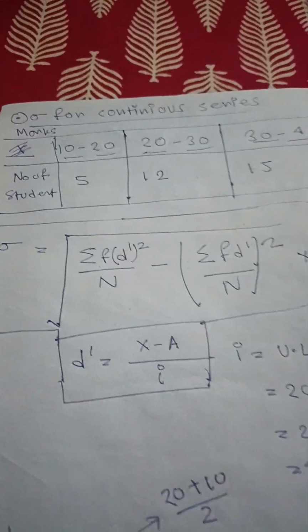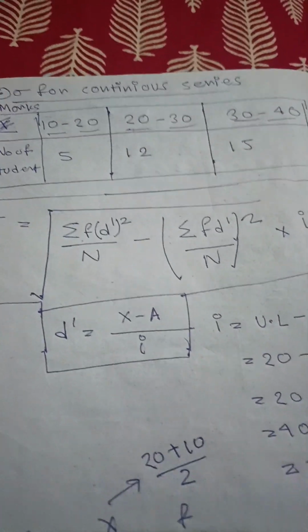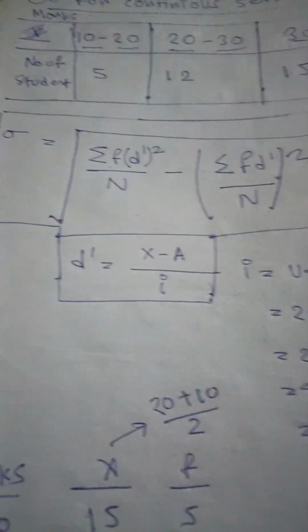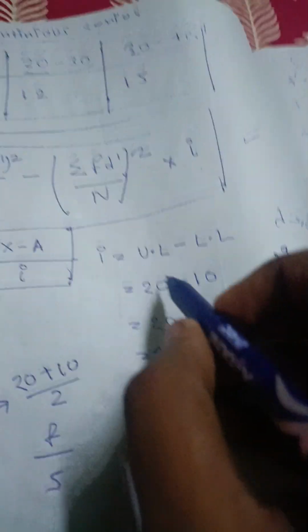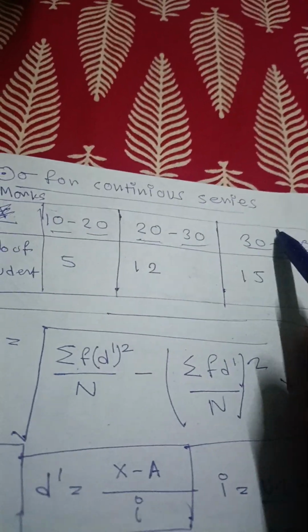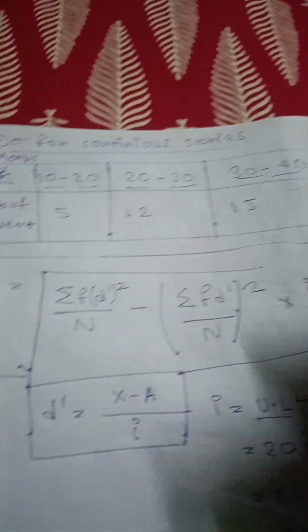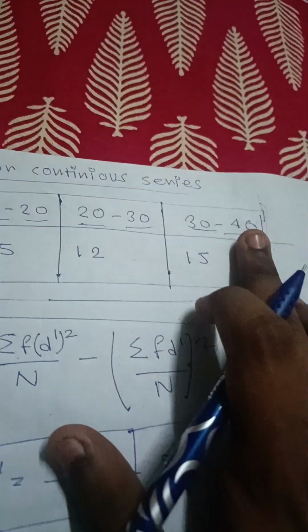So what is a, what is x, and what is i? Let me tell one by one. So i is upper limit minus lower limit. So what is the higher limit here? That is 40, or you can say it is the range. So what is the highest value?